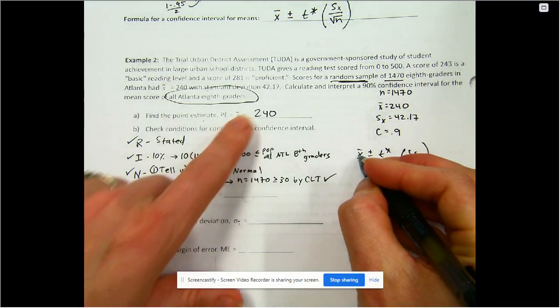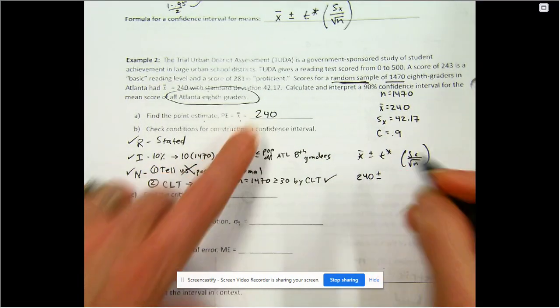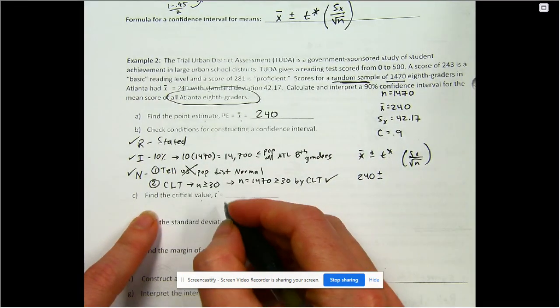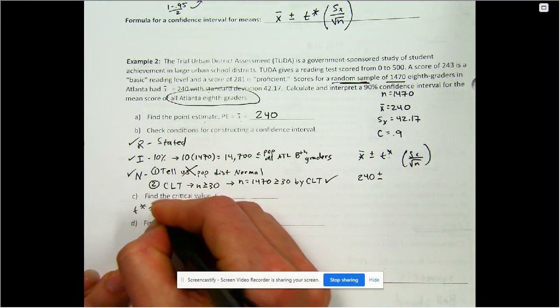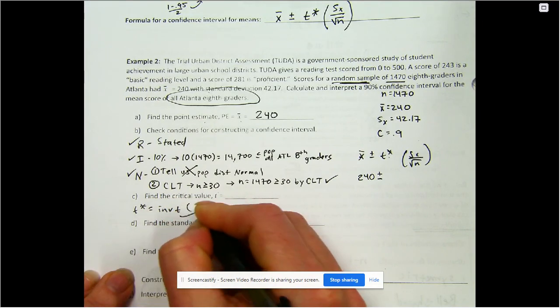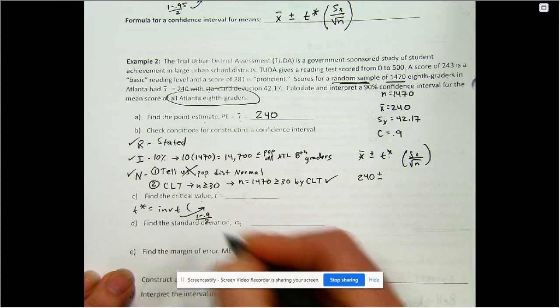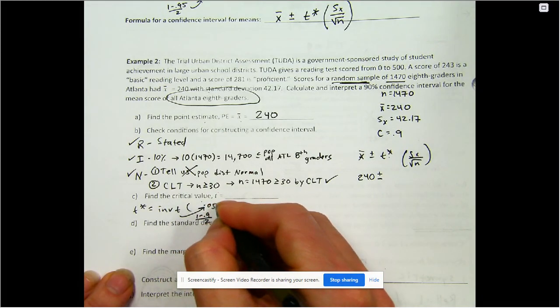So our X bar we've already got is 240 plus or minus. The next thing we would need to do is to find our T star, right? So our T star is going to be inverse T. We're going to go area to the left. So we're going to go 1 minus 0.9 divided by 2, which is 0.05.